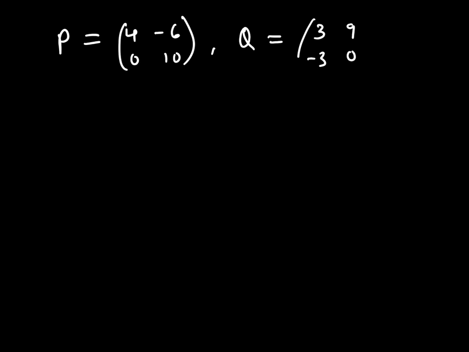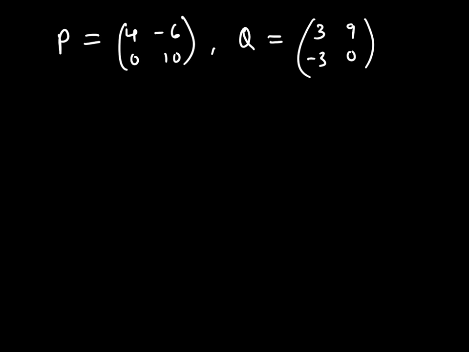Dear friends, let's go through this. It's just some simple work. This is not a problem to you as an ordinary level student. I'm telling you, this is just going to be very interesting. So P has been given to us as 4, minus 6, 0, and 10. Then Q was also given to us as 3, 9, negative 3, and 0.